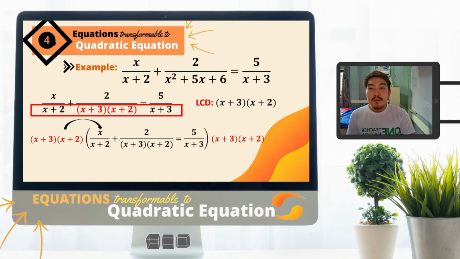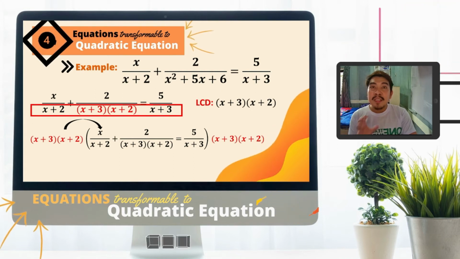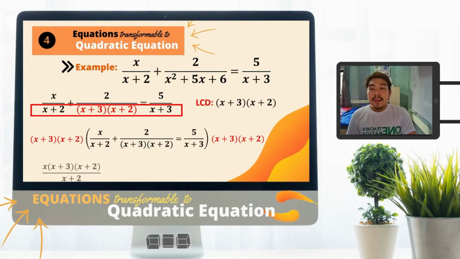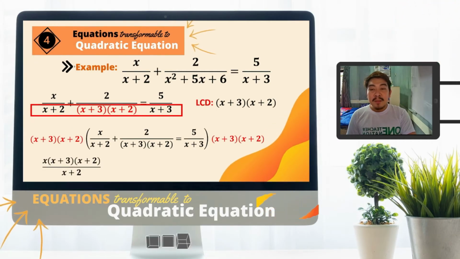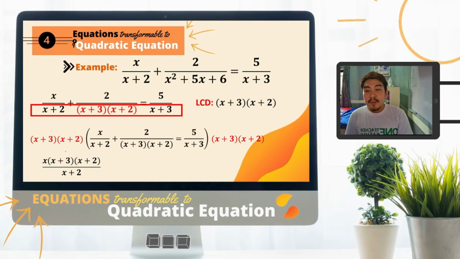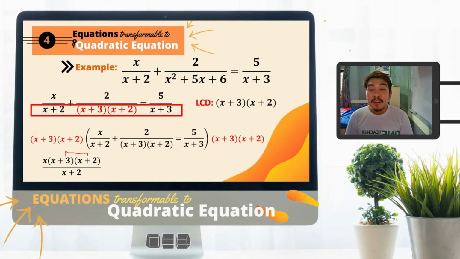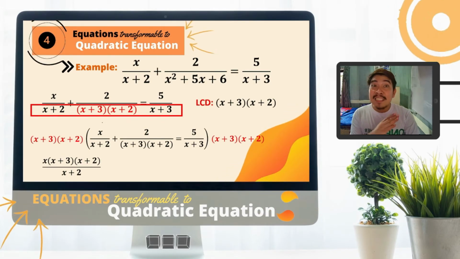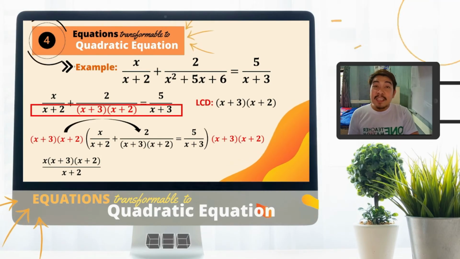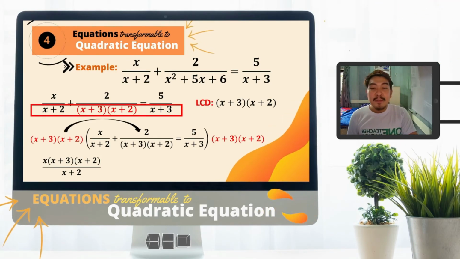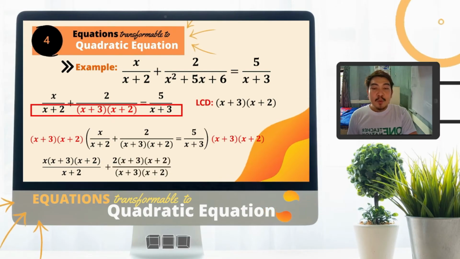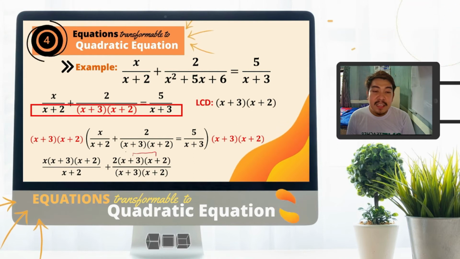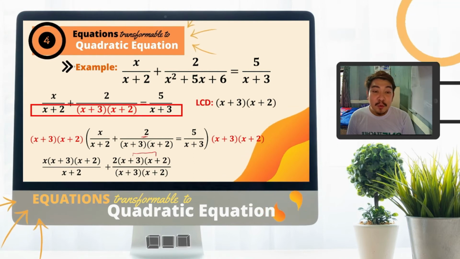Okay? So dito muna tayo sa una. The x plus 3 times x plus 2 na LCD, i-multiply natin sa first term. So that will become x times x plus 3 times x plus 2 all over x plus 2. So if you can see, this part of the expression is the LCD. Hindi pa natin siya i-simplify kasi mamaya may makakancel dyan. Okay? So next, the LCD multiplied by the second term, so that will become plus 2 times x plus 3 times x plus 2. So ayan, eto ulit si LCD. Hindi natin siya i-multiply kay 2.